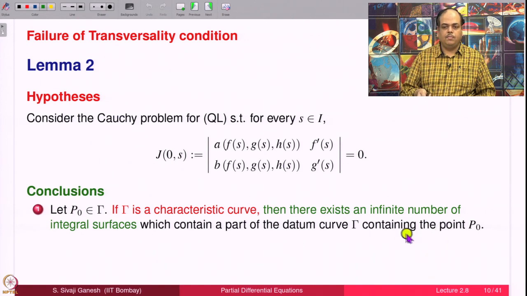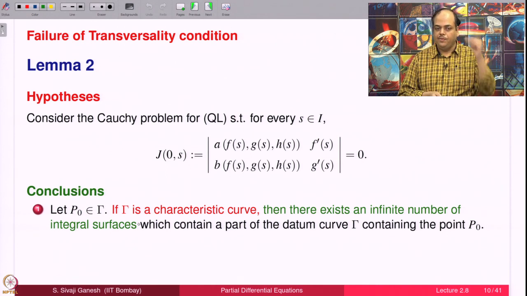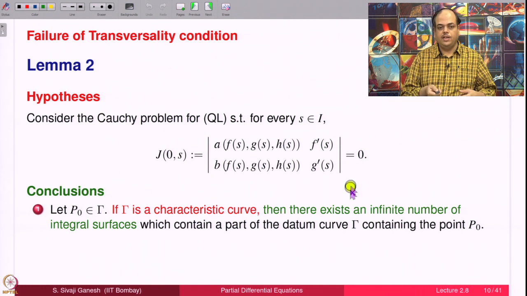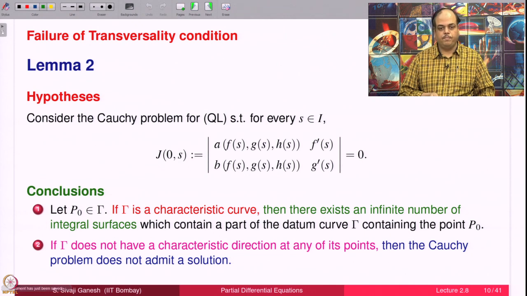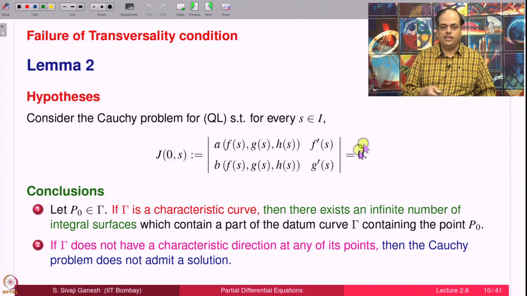So this will always be there, but here the interesting thing is an infinite number of integral surfaces if gamma is a characteristic curve. Earlier lemma one said if you have a solution, then the curve gamma must be a characteristic curve if this J is identically equal to 0. Now this is the opposite, a kind of converse. If J is 0 throughout and gamma is a characteristic curve, then not only is there a solution, but actually an infinite number of solutions exist. And if gamma does not have a characteristic direction at any of its points, then no solution: the Cauchy problem does not admit a solution. Note, in this theorem we are assuming that J is 0 throughout for all S in I.